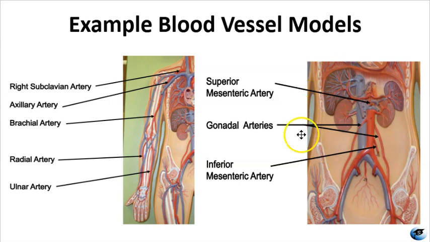And then moving over to the abdominal region, the superior mesenteric artery branches off the abdominal aorta to supply much of the small intestine and part of the large intestine. The gonadal arteries, which include the testicular or ovarian arteries, branch from the abdominal aorta to supply the reproductive organs. And then finally, the inferior mesenteric artery supplies the distal portion of the large intestine and the rectum.